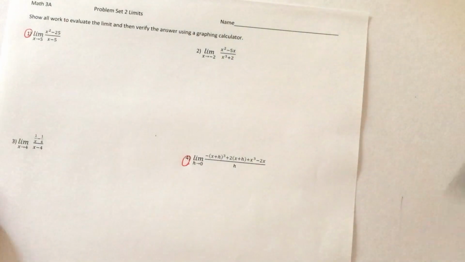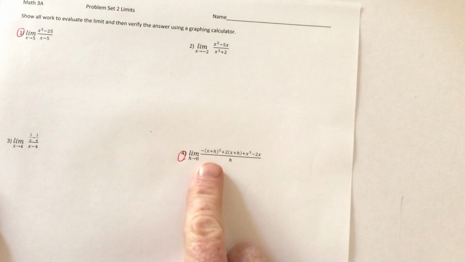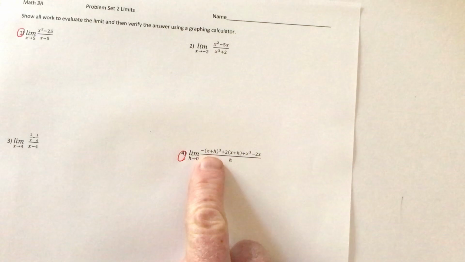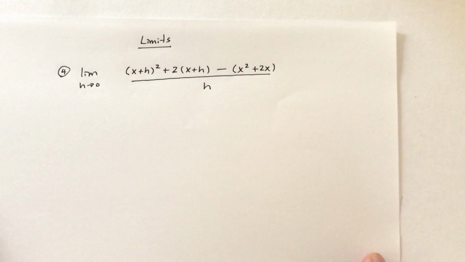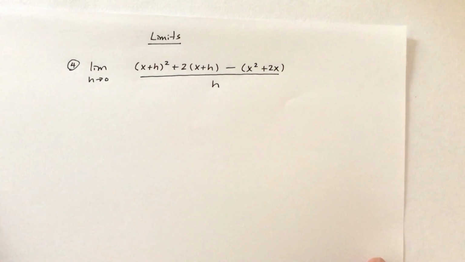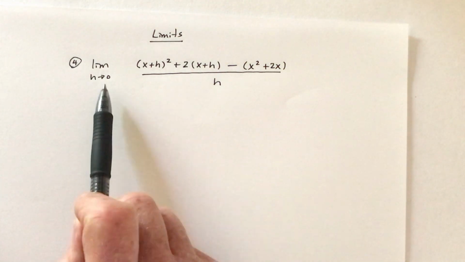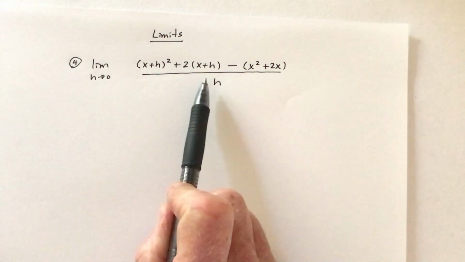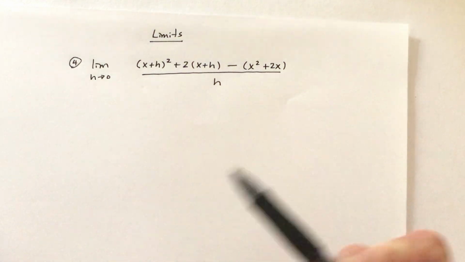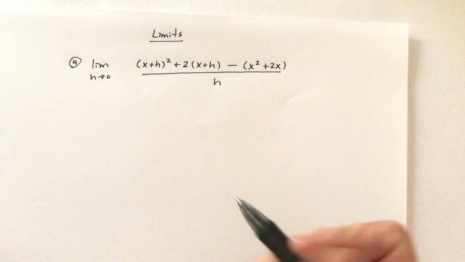Next up, let's do something like this, where this needs to be multiplied out and combine like terms and cancel. So, of course, I'm going to change it a little bit, but the work is pretty much the same thing. So again, if you were to plug in h is a 0, that would cause division by 0, which would not give you an answer, so you need to do algebra.